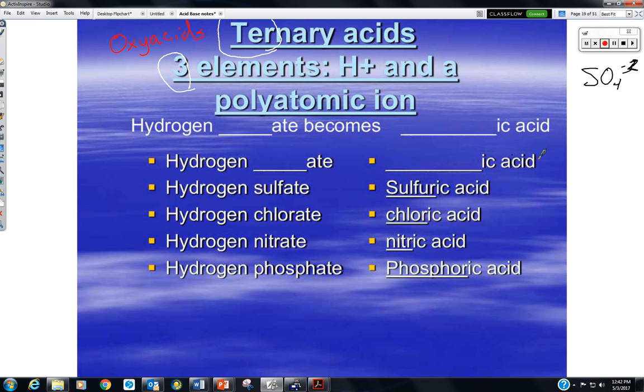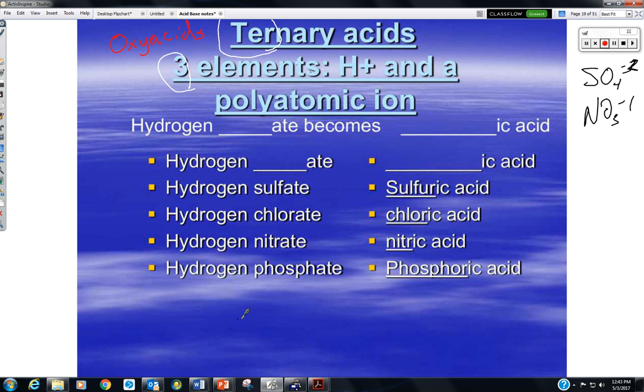So we have things like sulfate, which is a negative 2 charge, nitrate, which is NO3 with a negative 1 charge. You could have carbonate, CO3, negative 2 charge. Several different polyatomic ions. You can look those up. There are charts available all over the place.